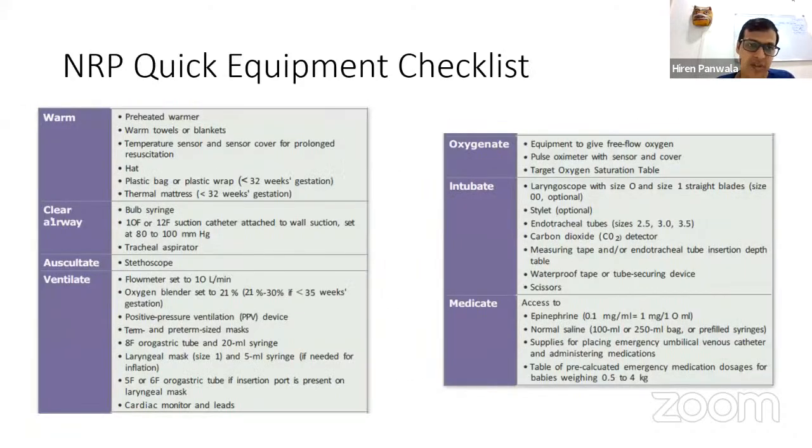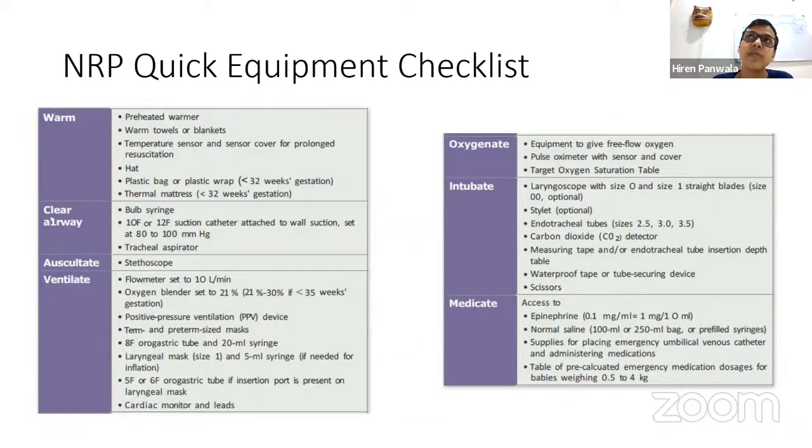Equipment checklist, as I said, we should have basic equipment, that is a warmer to receive the baby, warm linens, temperature regulated. The warmer should have a temperature sensor. If we're expecting to receive an extreme preterm baby, we should have a plastic wrap to avoid heat loss. We should have things to take care of the airway in terms of a suction machine or a bulb suction if that is not available.